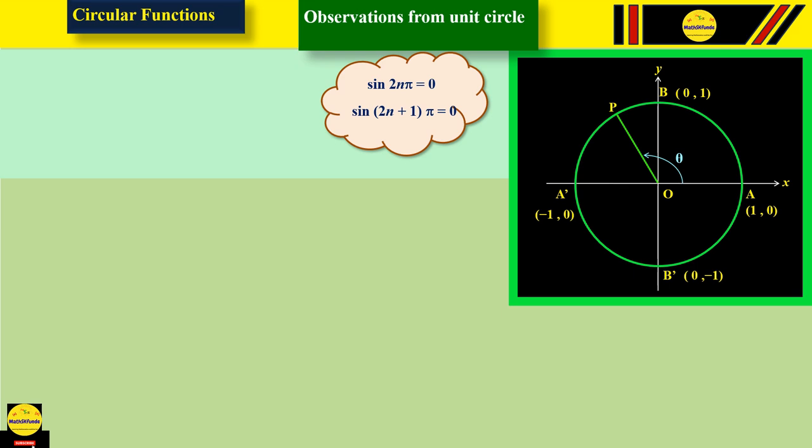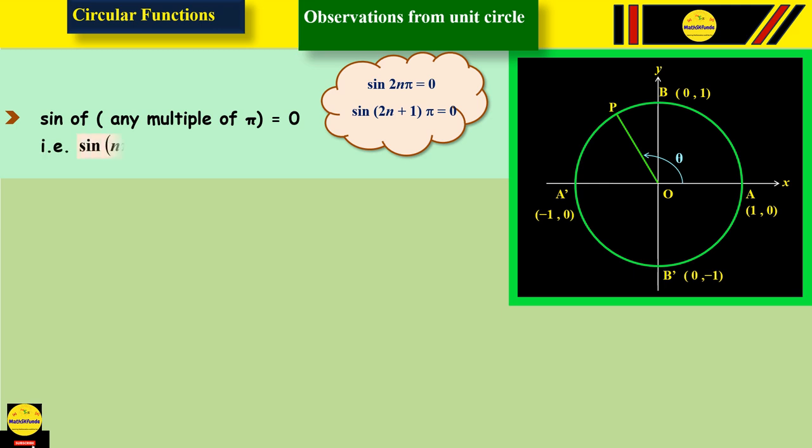Now, 2n pi is nothing but an even multiple of pi, and sine is 0 there. And (2n plus 1) into pi is an odd multiple of pi, and there also sine is 0. That means whether the angle is an even multiple of pi or an odd multiple of pi, sine of that angle is always 0. What does that further say? That you take any multiple of pi, even or odd, sine of that angle would be 0. That means this leads to: sine of any multiple of pi is 0. This I am writing in language.